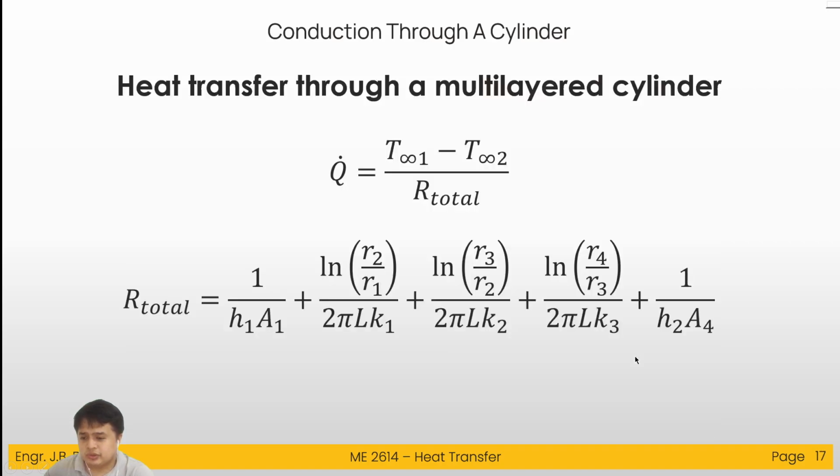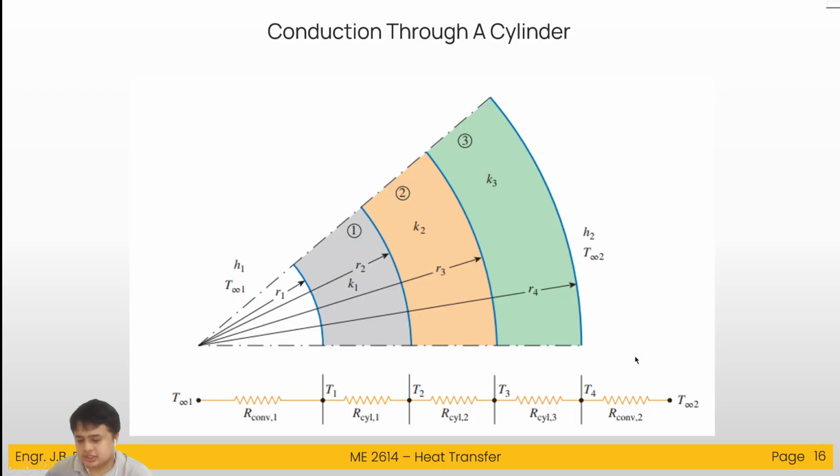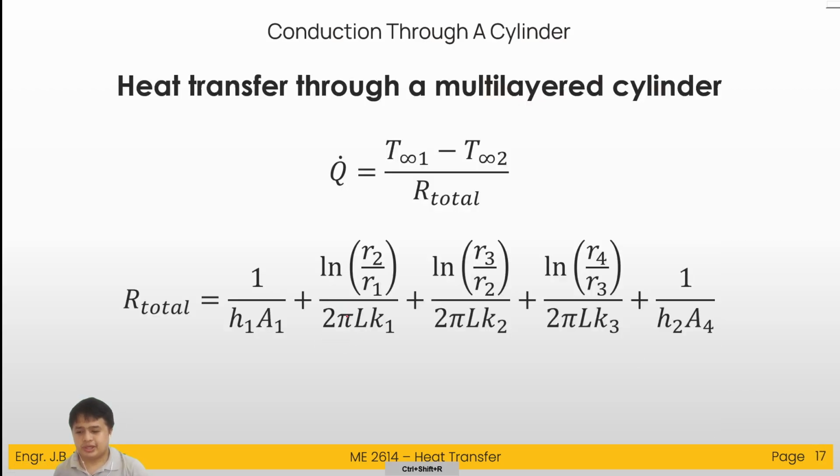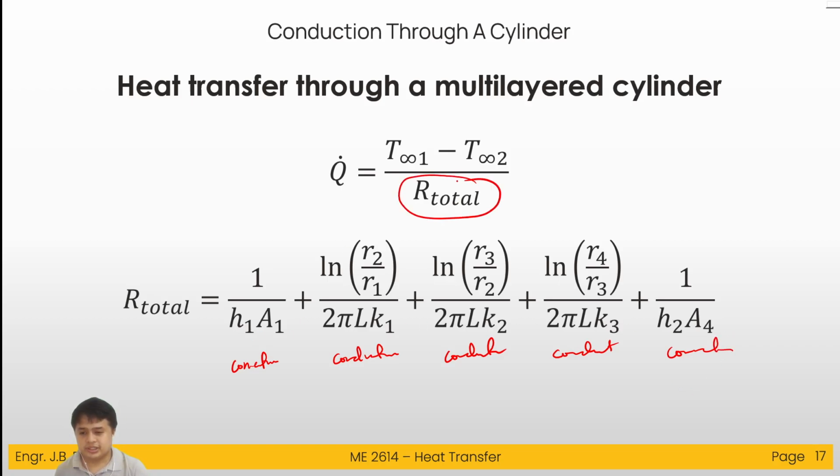In that case, as you can imagine, if this is the scenario, here you have the convection layer, and then you have a conduction layer here. You have another conduction layer, another conduction layer, and then another convection layer. So adding these thermal resistances, you will have the effective resistance. You can solve for the heat flow rate. So that's basically it.